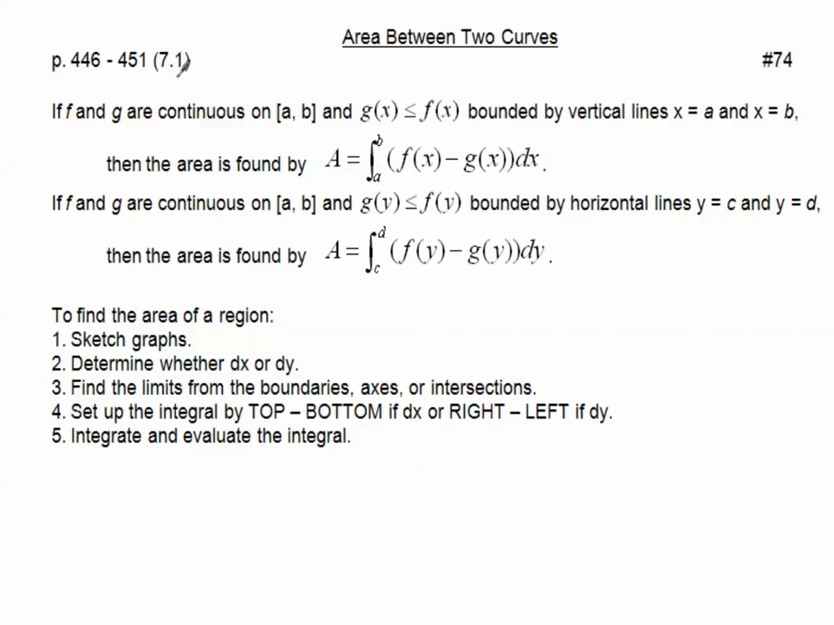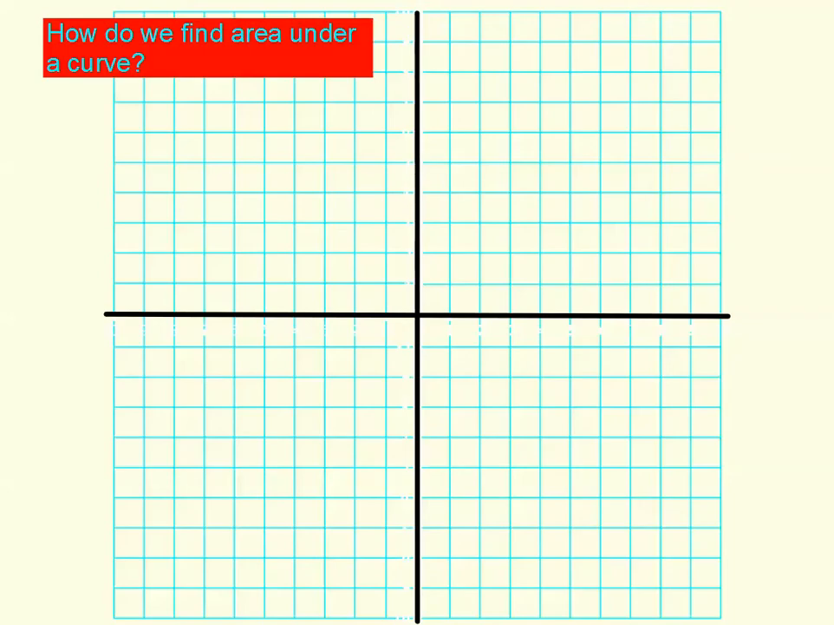In section 7.1, our goal is to use integration to evaluate area between two curves. Previously, we found area under a curve for just one function. For example, let's say I have a function, I'm going to call it f of x, a function with respect to x. And from a to b, I want to find the area bound by the function and the x-axis from this x value to this x value.